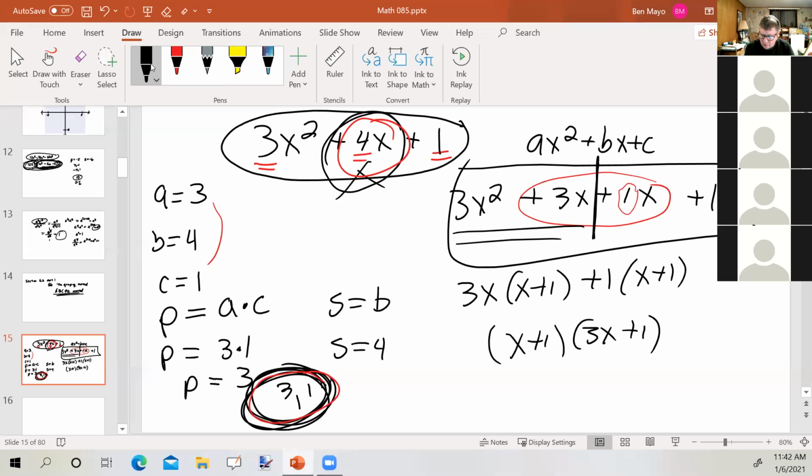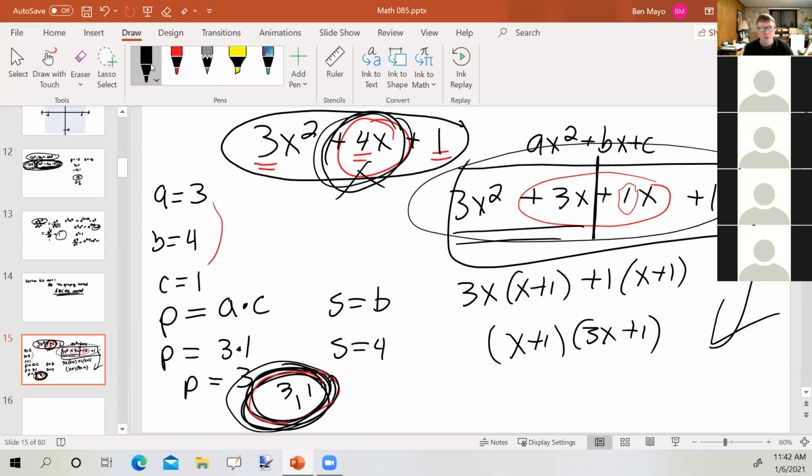Now, if I'm losing you from here to here, go back to 6.1 and revisit that whole idea of grouping. Because this whole process, what we do, we find these 2 numbers, we split the middle term, we create 4 terms, we use factoring by grouping. Okay. The only part of this problem that should be tricky is finding the 2 numbers. All right. Any questions about what I did?